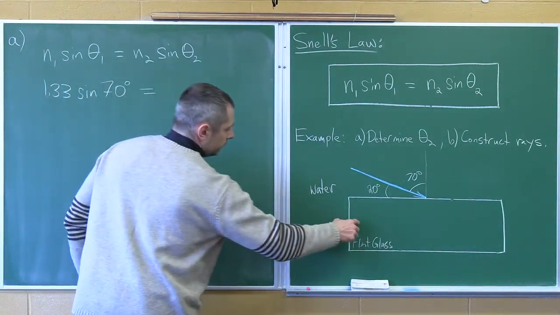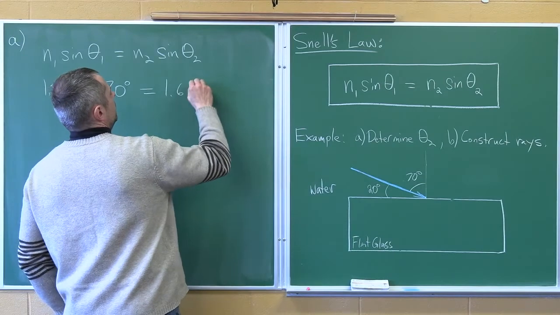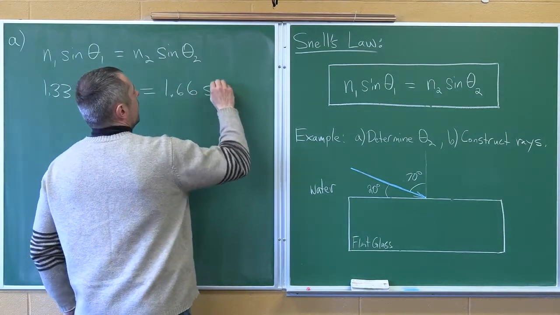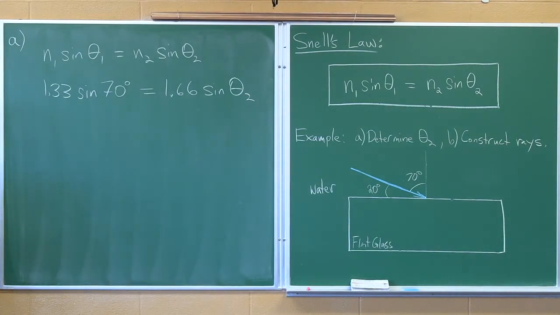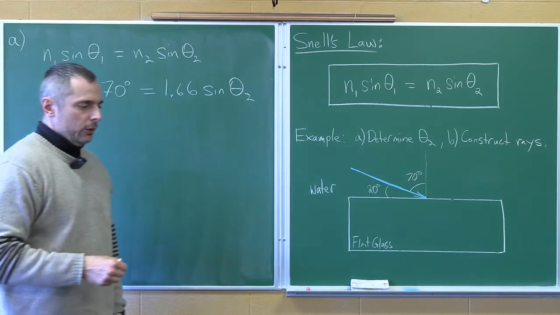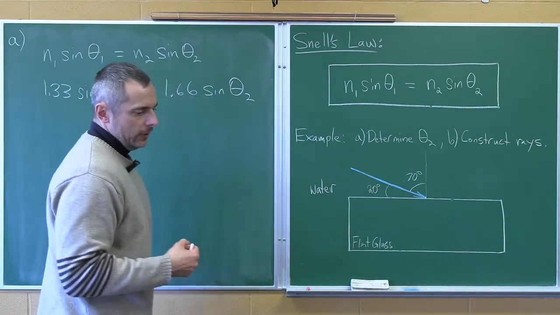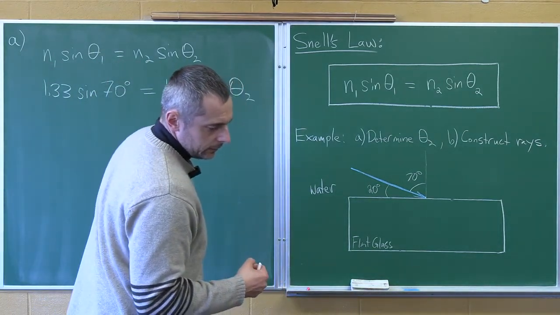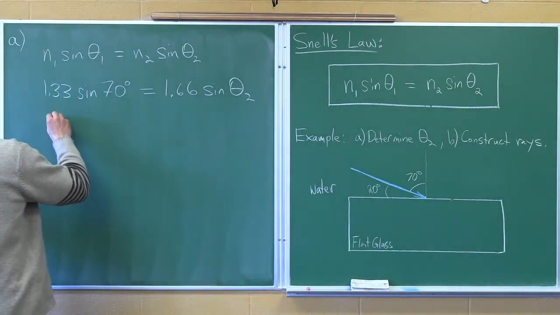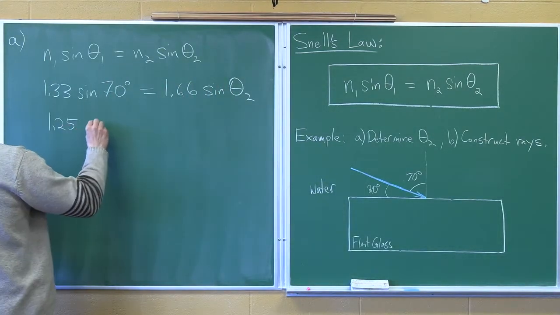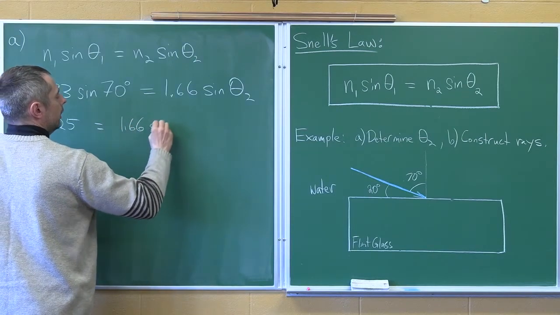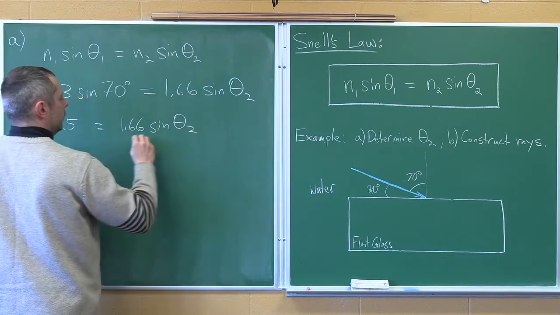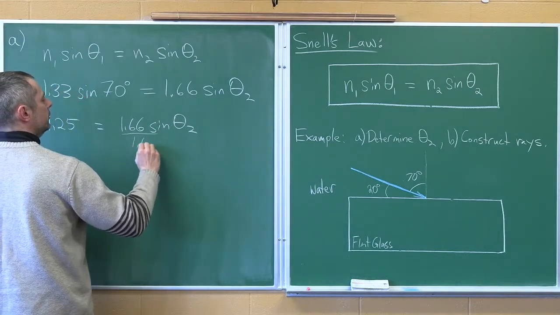The second material is flint glass, as I said, that's the 1.66. And then theta 2 is the unknown, what the angle is in the flint glass. So now we just have to do a little algebra. If we punch this on a calculator, we get 1.25, three significant figures, equals 1.66 sine theta 2. So what I'll do is divide both sides by 1.66.